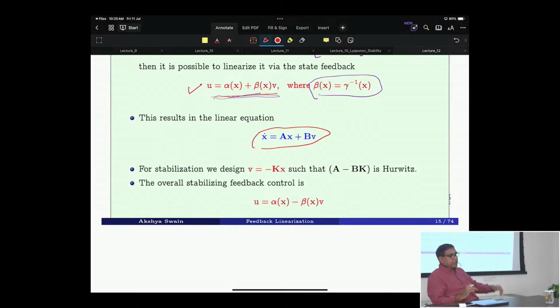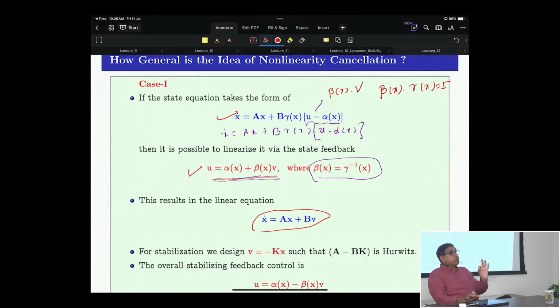Now you design any controller. If the system is represented in this form, then by using a controller of the structure u is equal to alpha x plus beta x v, where beta x is equal to gamma inverse v, you can convert it.